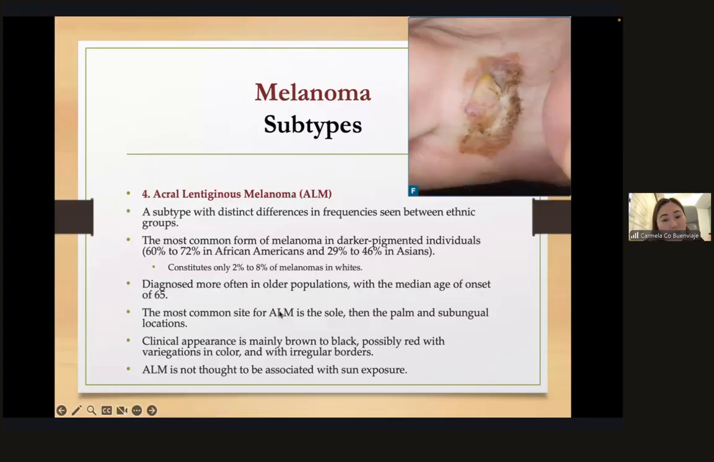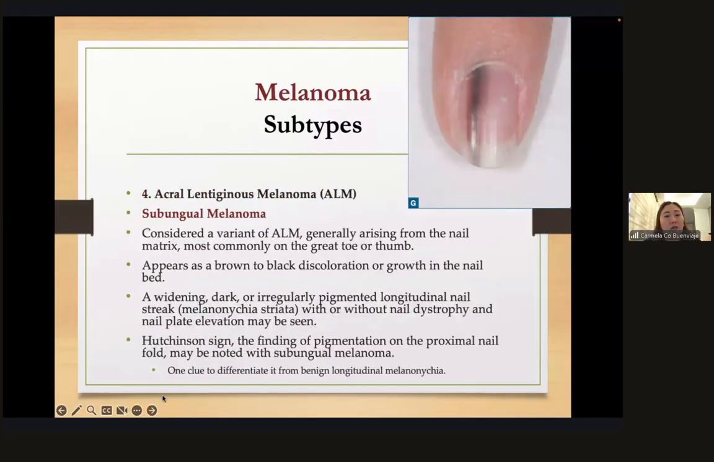So the most common site for acral lentiginous melanoma is the sole of the foot, then the palm of the hand, then the subungual locations. Clinical appearance is mainly brown to black, possibly red, with variegation in color and with irregular borders. This is not thought to be associated with sun exposure compared to other types of melanoma. So sun exposure doesn't play a role here for acral lentiginous melanoma.